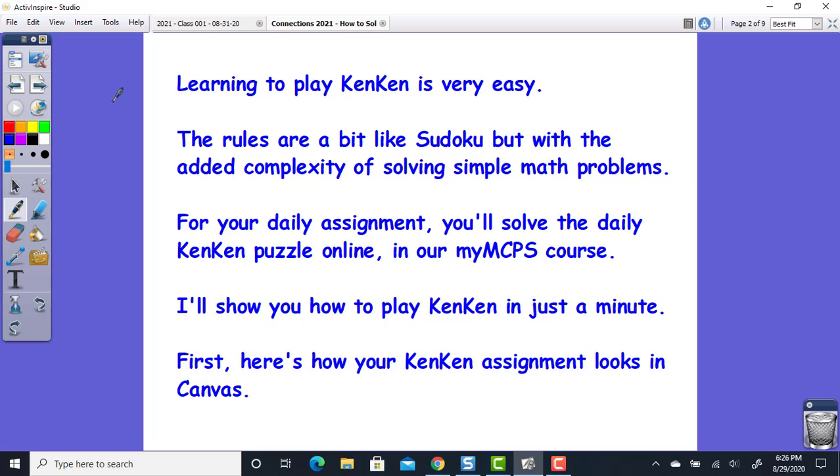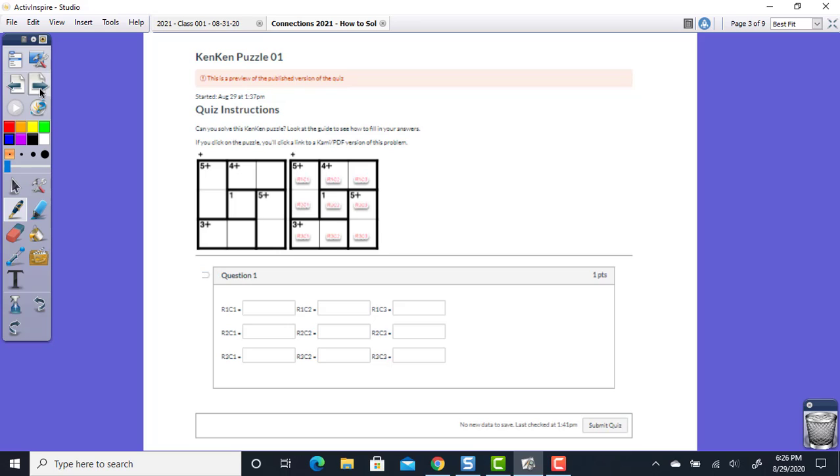So for students, you'll solve one KenKen puzzle online in our MyMCPS course. I'll show you how to play KenKen in just a minute, but first let's take a look at what your assignment looks like in Canvas. Okay, when you click on the Daily Do Now, you'll get a page that looks somewhat like this. You'll have, first of all, the puzzle and a guide to where your answers need to go, because each one of these has a specific location, and that corresponds with the locations down here. And this is where you'll put your answers. So you'll figure all of this out, and then you put your answers here and then hit submit.